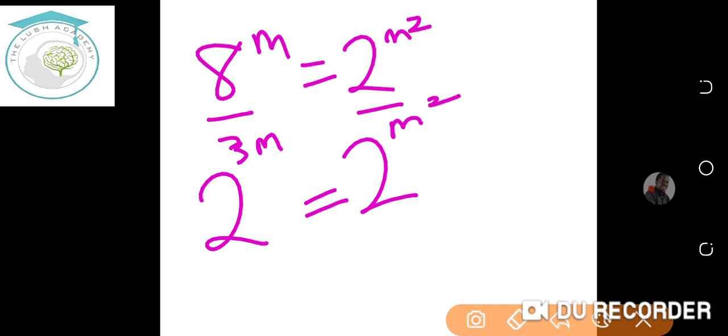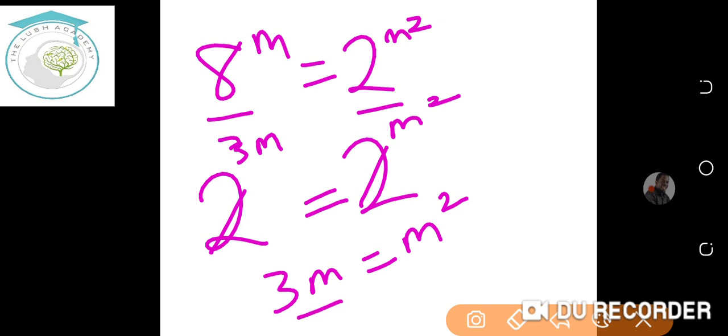Do you get it? Now, easily at this point, this is high math now. These 2 can go. And when this 2 goes, it becomes 3m is equal to m squared. 3m is equal to m squared. You can decide to solve this as a normal linear equation. If we are to solve this as a normal linear equation, we'll move this over this way.